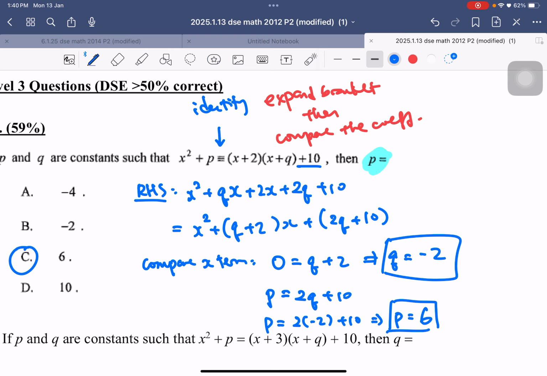Do you want to learn a quicker way? Yeah. Okay, so method 2.